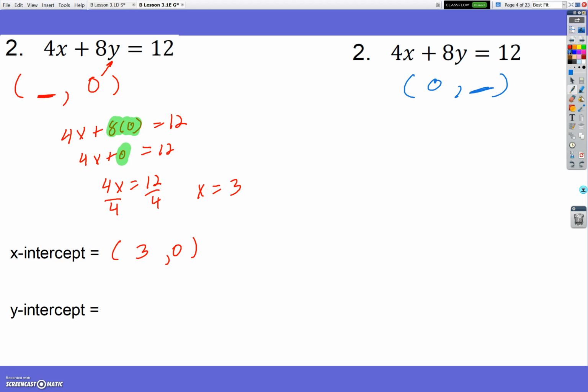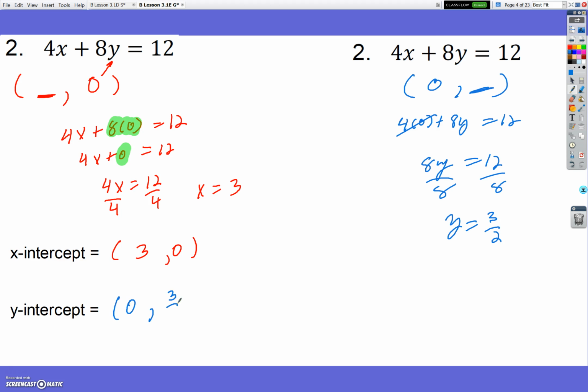Vice versa, in blue, let's go ahead and find the y-intercept now. This is going to be 4 times 0 plus 8y is equal to 12. That's going to be canceled. I'm left with just 8y equals 12. When I divide both sides by 8, this will give me y equals 12 over 8, which is the same as 3 over 2. So therefore, when I plugged in 0 for x, I got 3 over 2, or 1.5 for my answer.